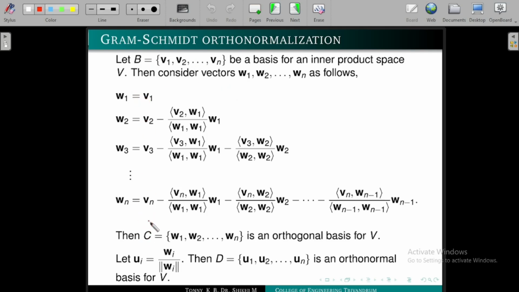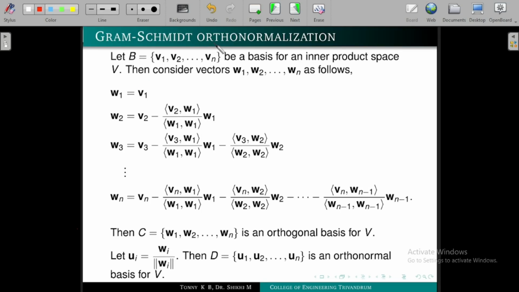So this is a process actually. We are providing the process without proof. In the orthonormalization process, corresponding to each vector v1, v2, etc., vn in B, we will construct the vectors w1, w2, etc., wn using this formula so that the set w1, w2, etc., wn becomes orthogonal. And after producing this orthogonal set, we can construct an orthonormal basis for B.